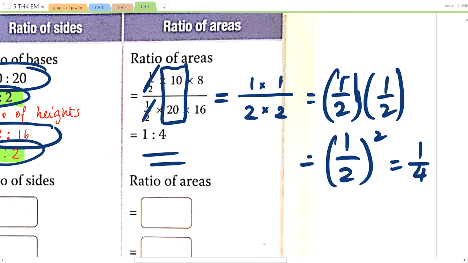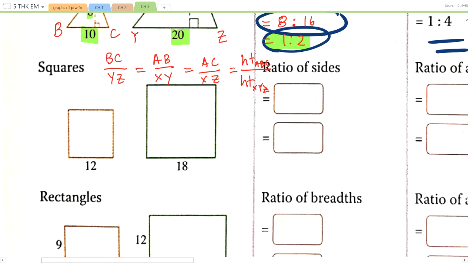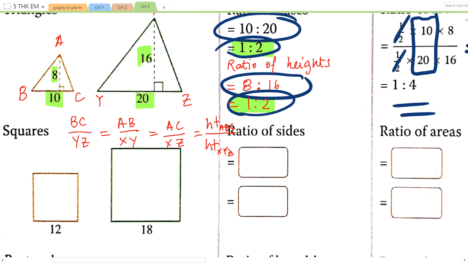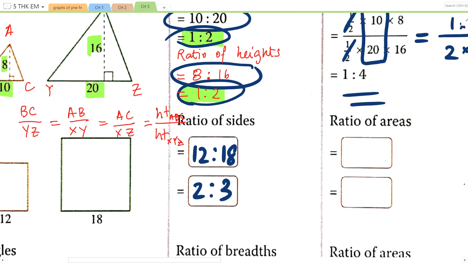Okay, next one. Let's see. 12 and 18. The ratio of the sides will be 12 to 18, which is simply how much? 2 to 3. Agree?